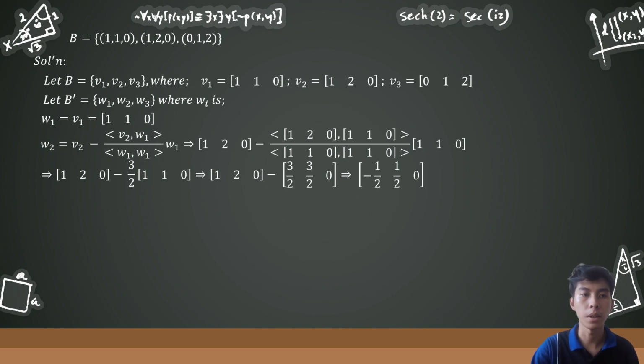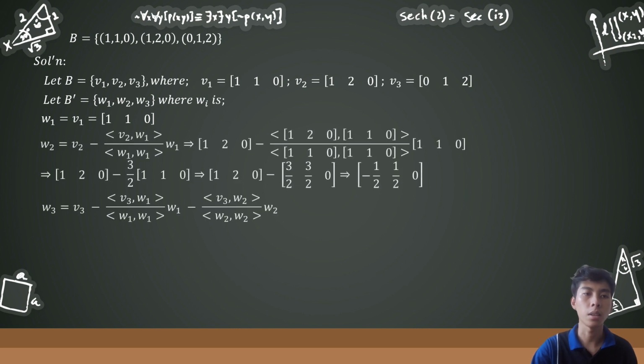Next, we need to find the value for our w sub 3, since we have 3 given vectors for our B. In finding w sub 3, we have the equation v sub 3 minus the inner product of v sub 3 and w sub 1 over the inner product of w sub 1 and w sub 1, multiplied to w sub 1, minus the orthogonal projection onto w sub 2, which is the inner product of v sub 3 and w sub 2 over the inner product of w sub 2 and w sub 2, multiplied to w sub 2.